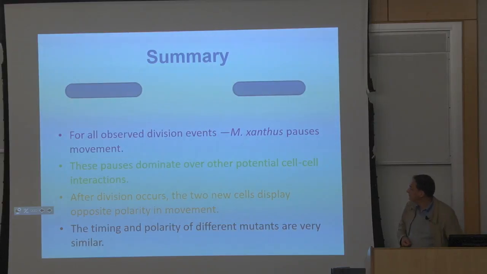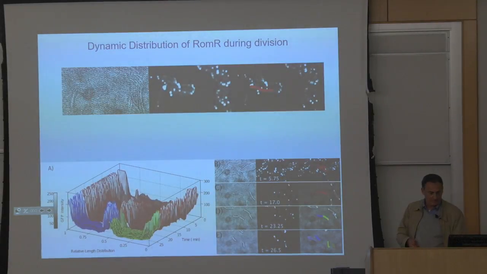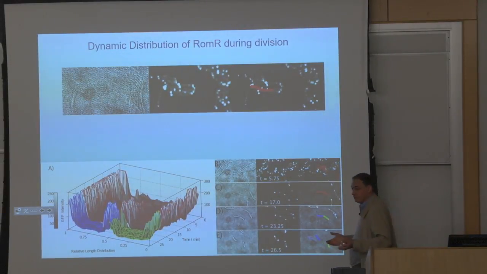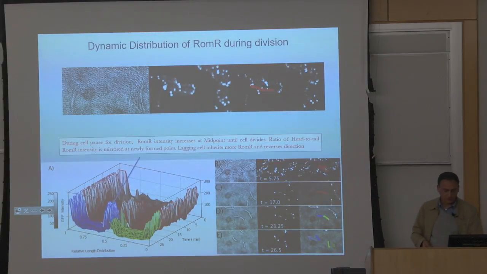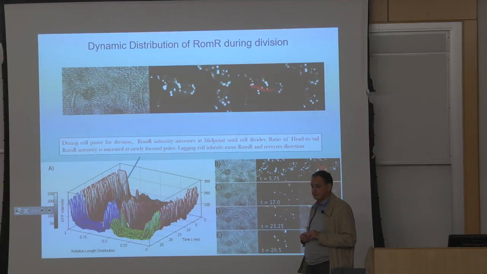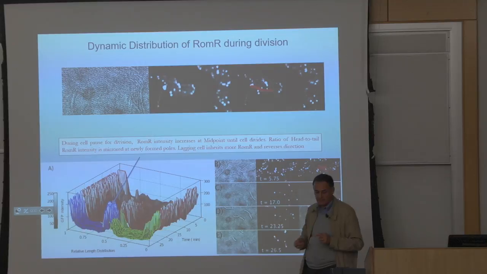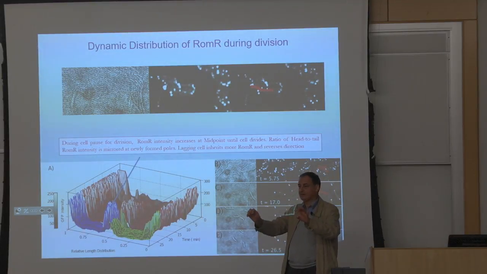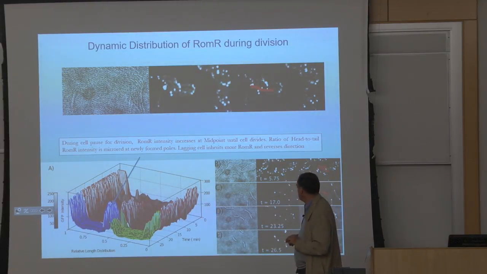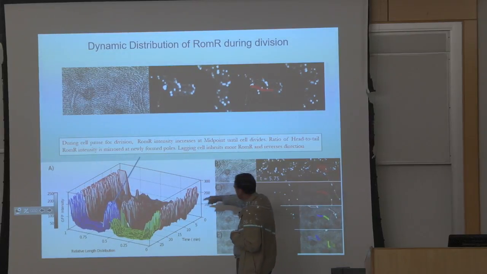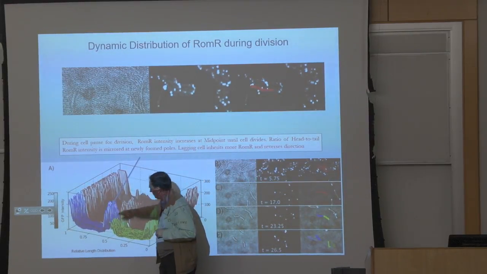So this diagram summarizes what happens. And the important thing is they move in the opposite direction. And we confirmed it by tracking a specific protein, which is called ROM-R. It's known to be involved in determining oscillations. And it actually accumulates at the ends of a bacteria. But you see that it's also distributed all through the body of the bacteria.